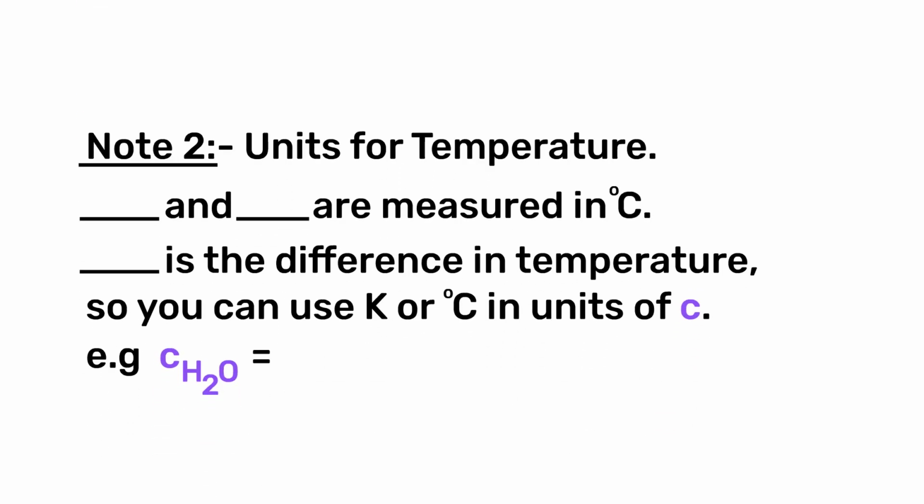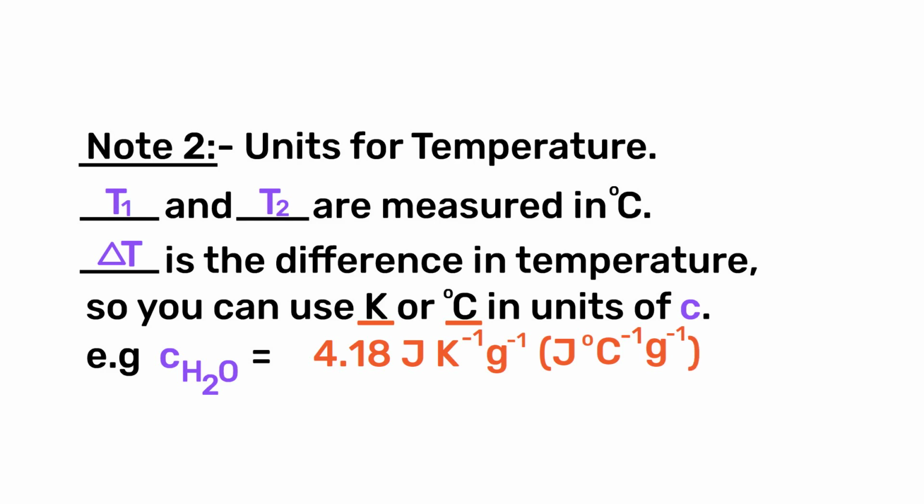Also, units for temperature, T1 and T2, that is the initial and final temperatures, are measured in degrees Celsius using a thermometer. Change in temperature is the difference in temperature, so you can use Kelvin or degrees Celsius in the units of specific heat. So whether the specific heat of water is 4.18 joules per Kelvin per gram or joules per degrees Celsius per gram, it doesn't matter.